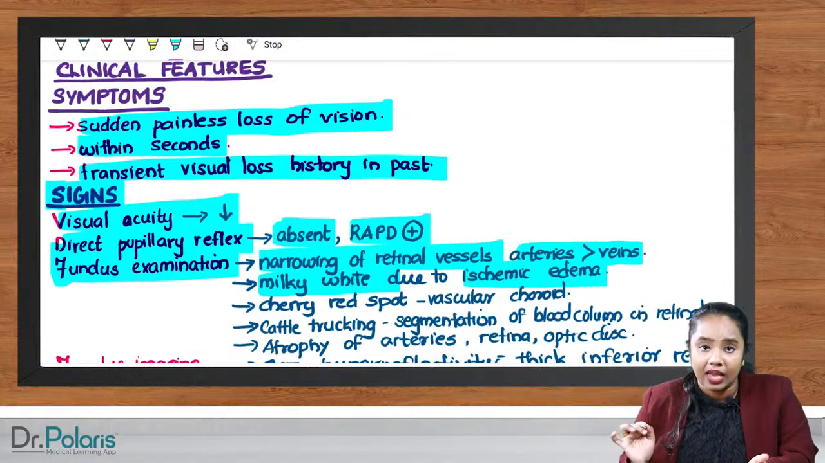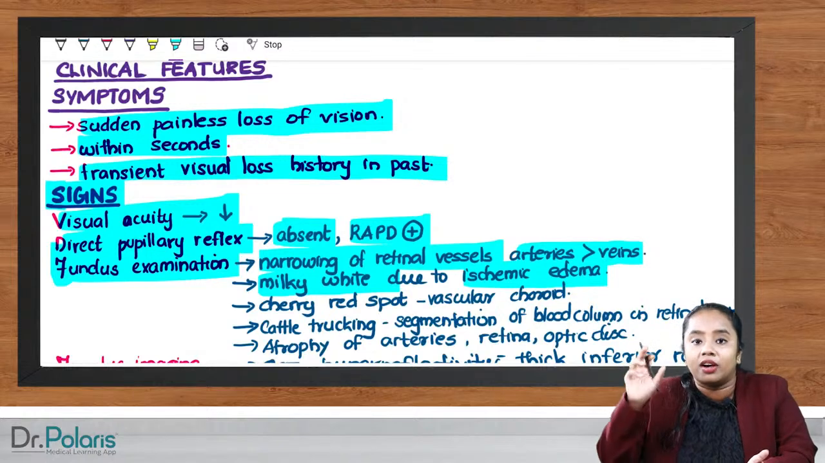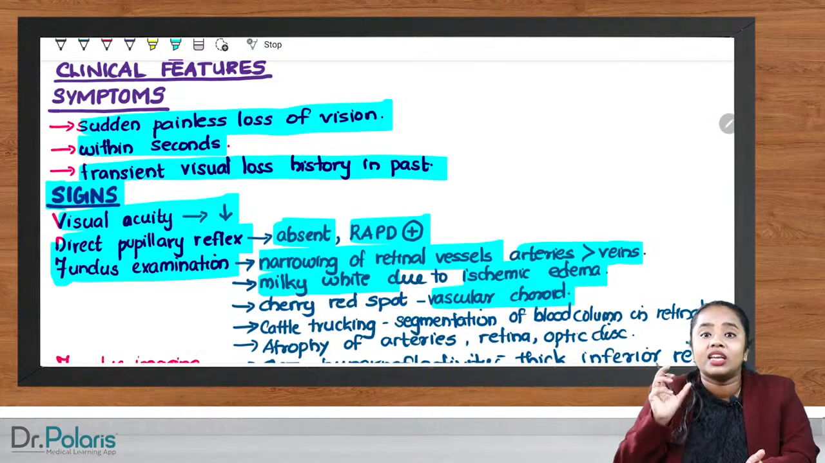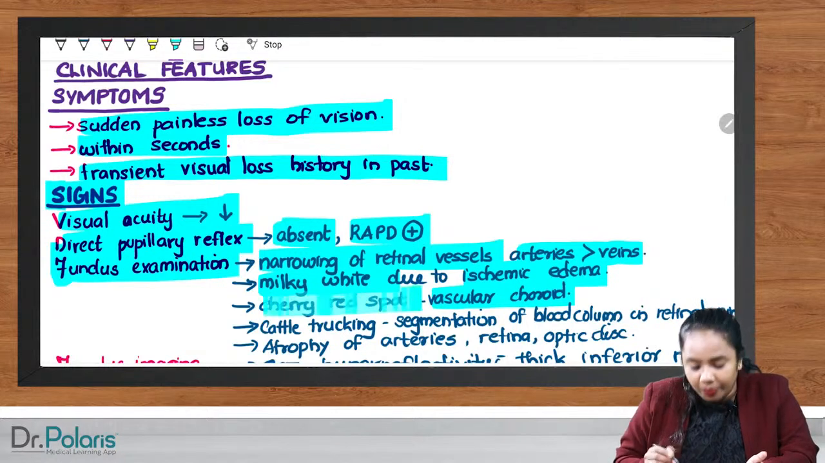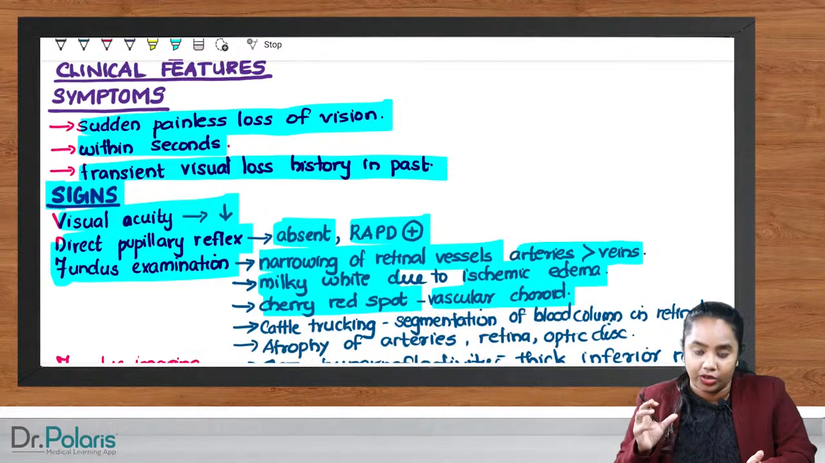Now, the only thing vascular there is the choroid. There will be a small area which is vascular, and that will be the choroid. Because of the vascular choroid present there, a cherry red spot is seen in this milky white area. So, the cherry red spot in this fundus examination is usually the vascular choroid that you can see there.